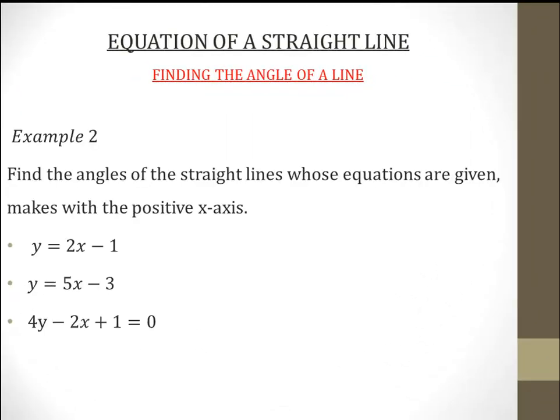Let's continue with these examples. Find the angle of the straight line whose equations are given makes with the positive x-axis. The first equation is y equal to 2x minus 1. The second equation is y equal to 5x minus 3. And the last equation under this section is 4y minus 2x plus 1 equal to 0.